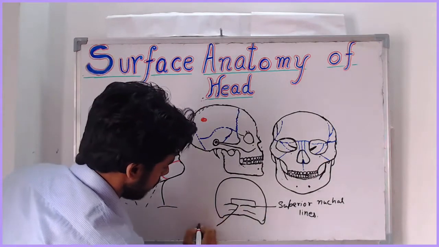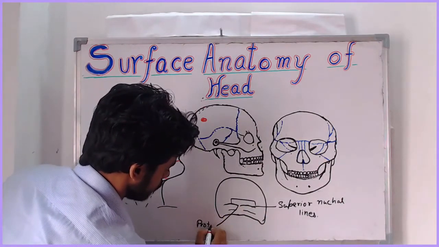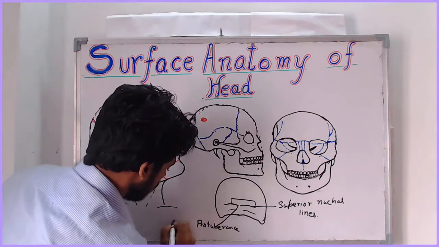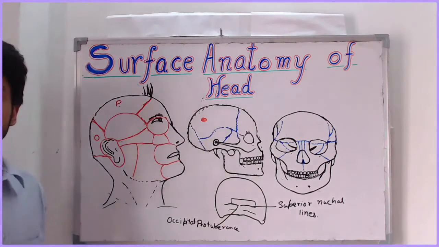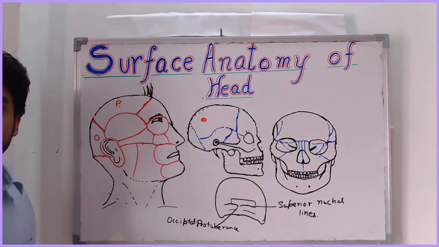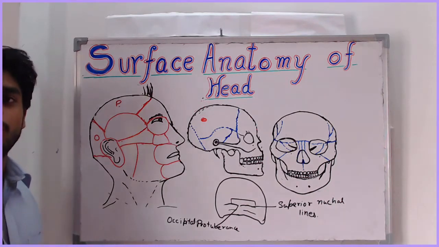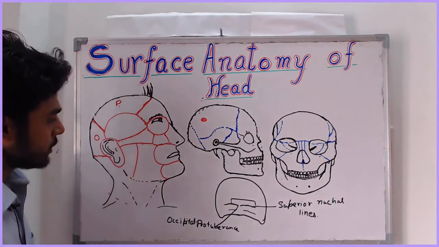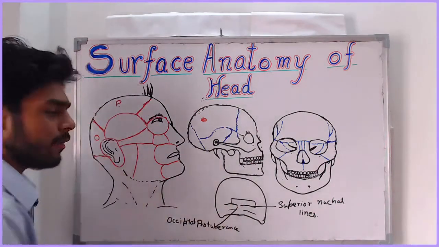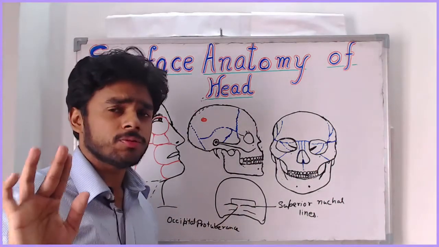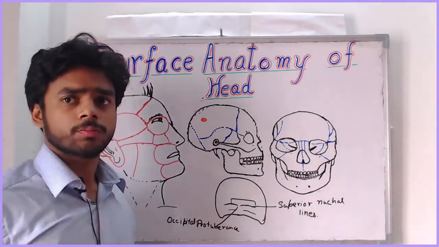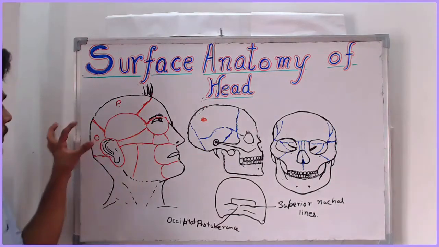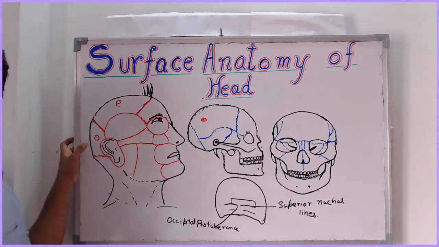Here you will have a protuberance called the occipital protuberance. The occipital protuberance can be felt in the median line just above the nuchal furrow. See here, this protuberance can be felt when you touch with your finger. So this is the occipital area, which is behind the parietal eminence and above the occipital protuberance.